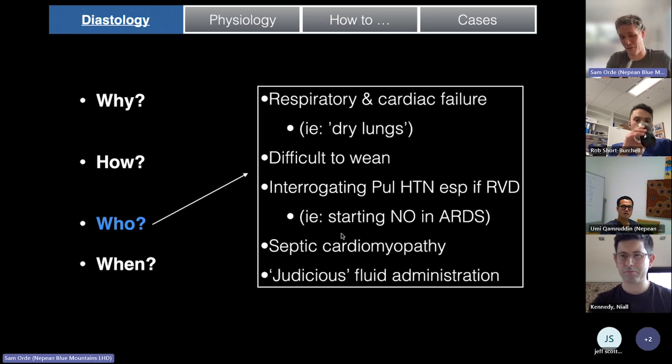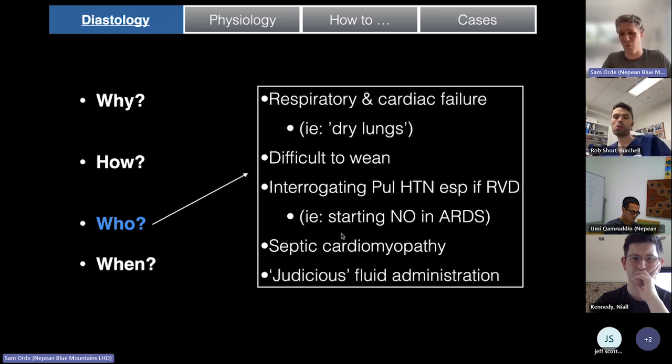Another group, and I don't have a huge amount of evidence to back this up, but another group that I think we've got to worry about is those when we're starting nitric oxide. We talk about that in patients with ARDS, and we want to try and improve their oxygenation as a refractory therapy. If you give someone a pulmonary vasodilator while they've got raised left atrial pressure, it's almost like opening the floodgates, and you can put these guys into pulmonary edema. So before we start inhaled nitric oxide, we should be looking to make sure their left atrial pressures aren't raised.